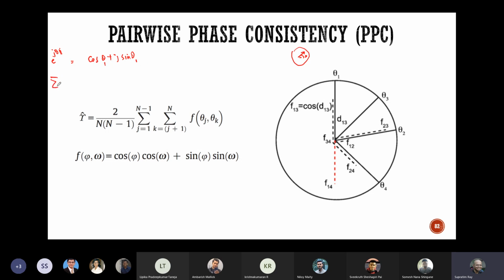So what happens when I'm taking the average of all these vectors? I'm essentially doing summation cos theta i plus j summation sine theta i. Correct? I'm just summing the cosines and then I'm summing all the sines and then I am going to look at the magnitude of this whole thing. That is my PLV. After I divide by n here, then the magnitude. This is the PLV.